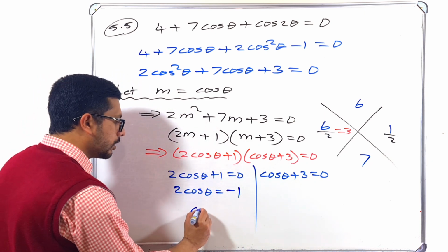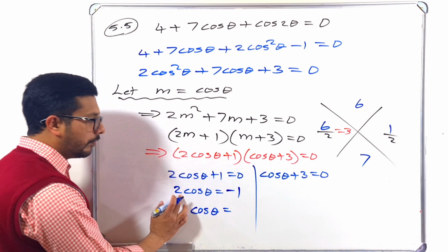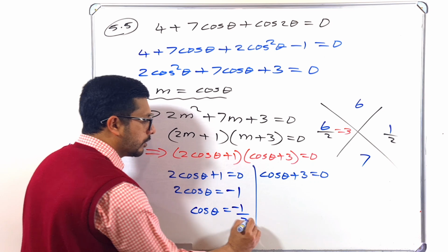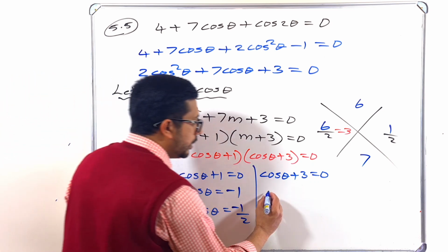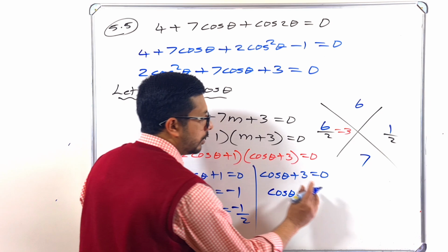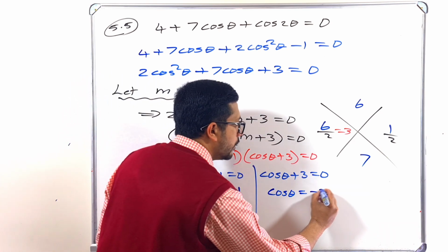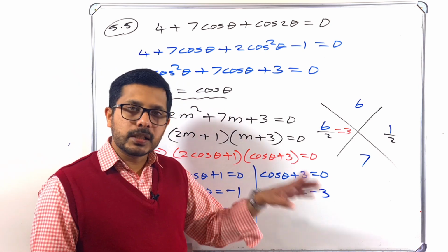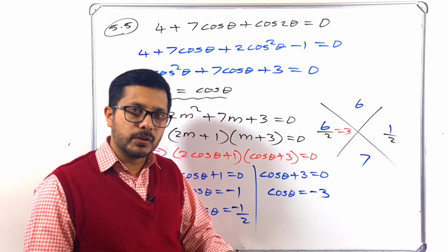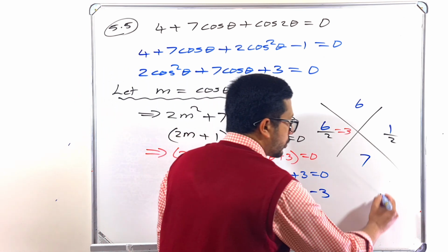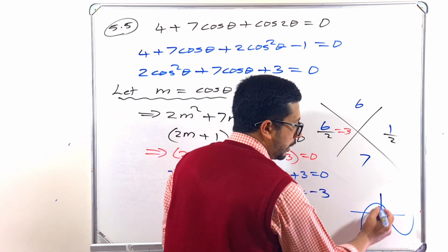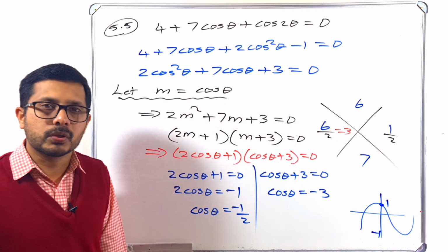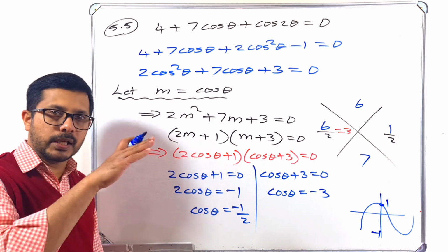So from here, what is cos theta? Cos theta is equal to, divide both sides by the 2. So these 2 cancel, remaining is minus 1 over 2. What about here? Cos theta, take this 3 to the other side, so it is minus 3. But here there is a problem. For cos theta, the maximum value is 1 and the minimum value is minus 1. If you draw a cosine graph, the maximum value is 1 and the minimum value is minus 1. For sine and cos, minimum value minus 1 and maximum value 1.